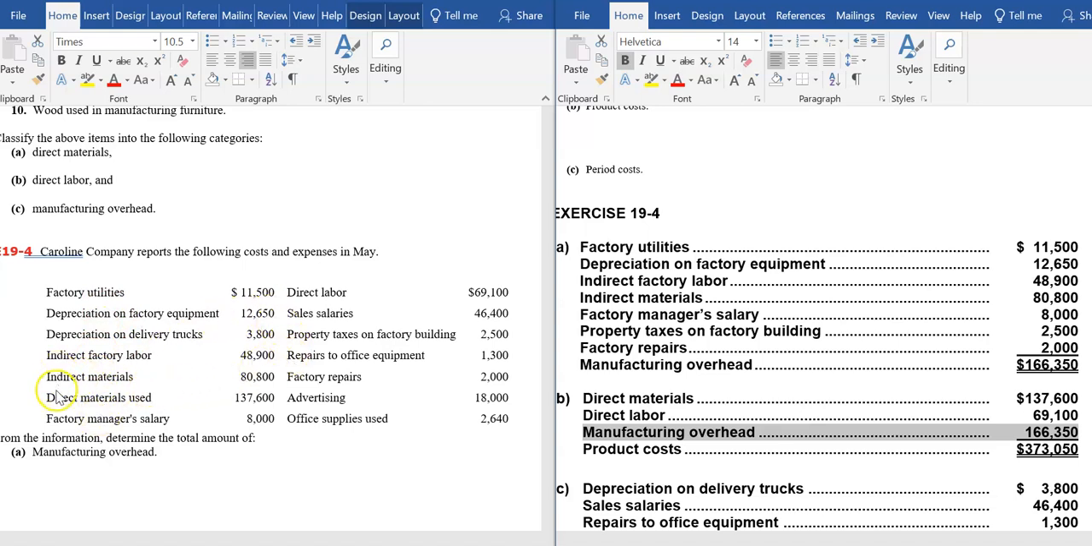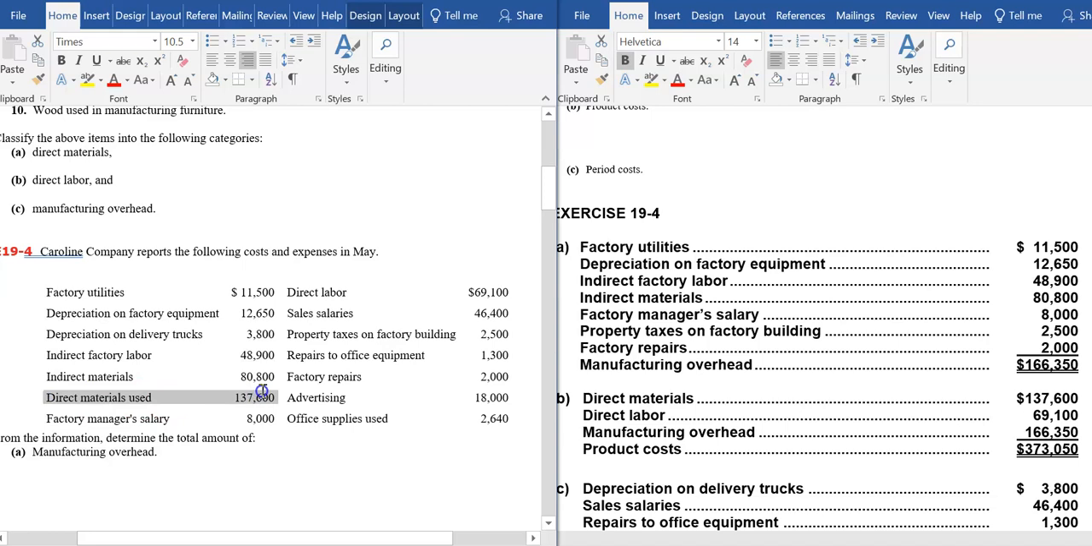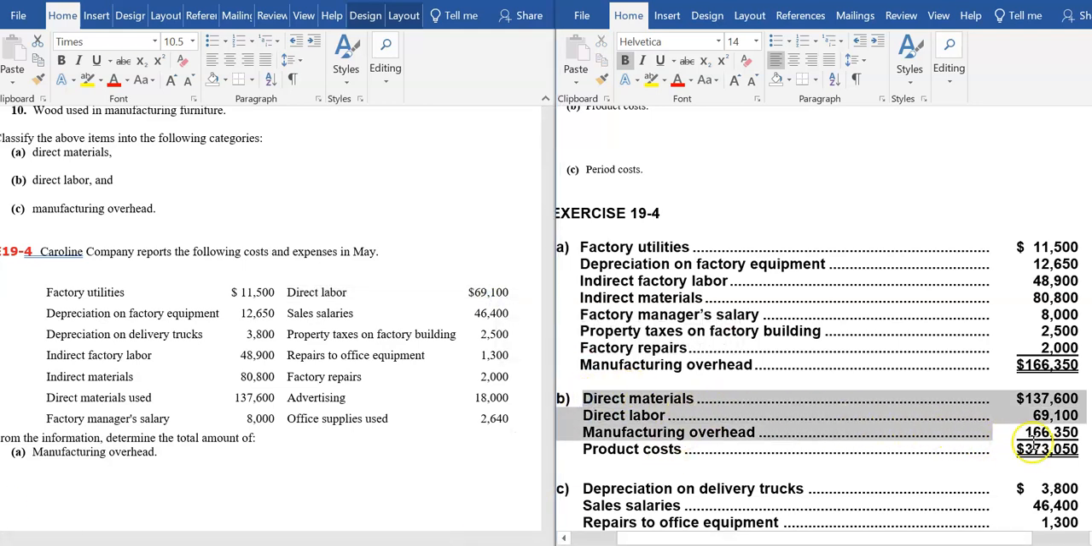Looks like we have our direct materials used of $137,600 and our direct labor of $69,100. Thus, our total product costs for the period were the materials direct, labor direct, and indirect costs, the overhead, totaling $373,050.